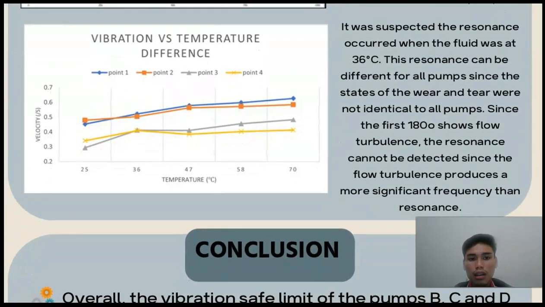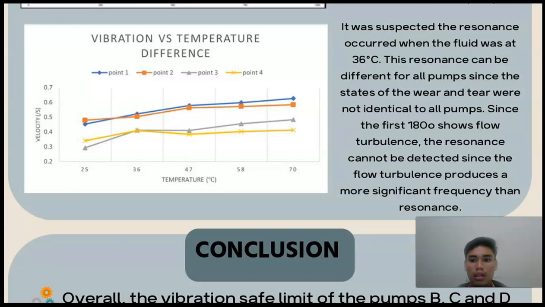For the effect of temperature fluid to the vibration, after five different temperature of fluid run in the pump, it was suspected the resonance occurred when the fluid was at 36 degrees Celsius. We can see at the point 3 and point 4 at 36 degrees Celsius, it shows the high velocity measurement.